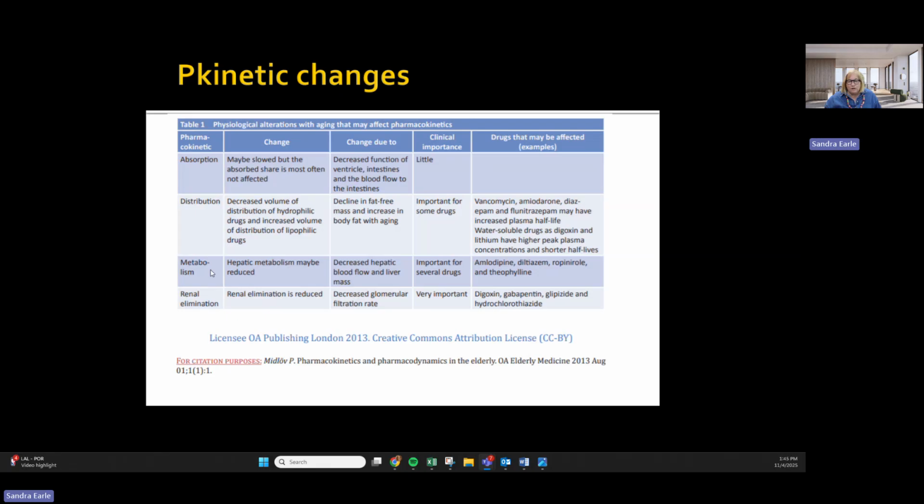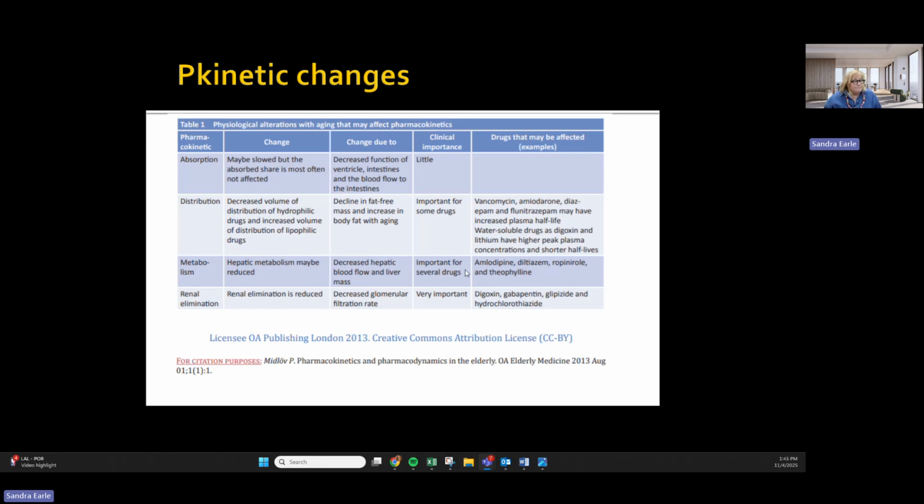As far as clearance, changes in hepatic clearance, the P450 system declines. So it's phase 1 metabolism that is affected primarily, not phase 2 drugs. So phase 1 drugs that are metabolized by the P450 system, we lose 1% per year as we age. And also, for high extraction drugs, clearance is going to be decreased because it's dependent upon liver blood flow, and liver blood flow decreases as we age.